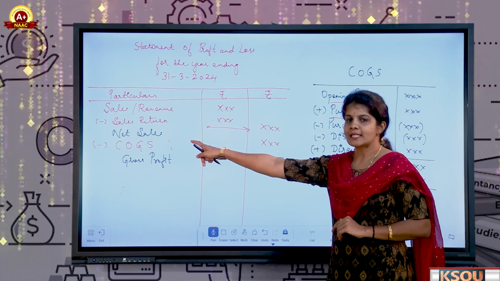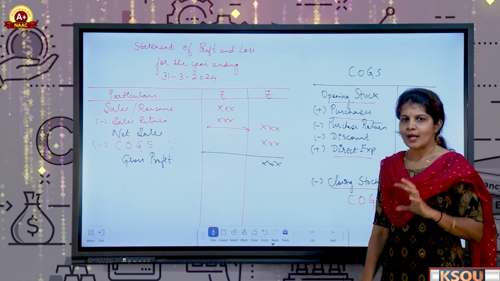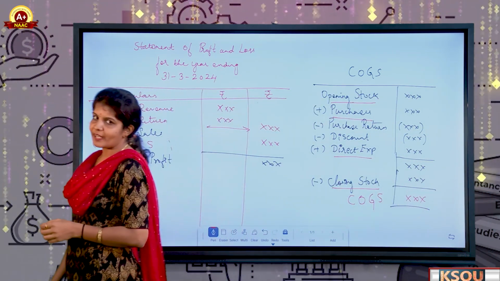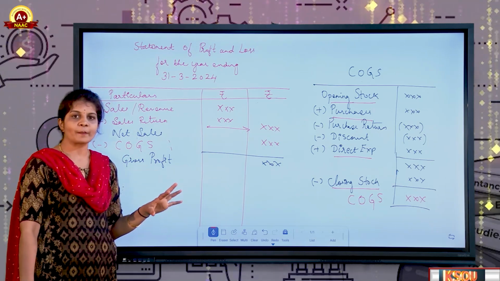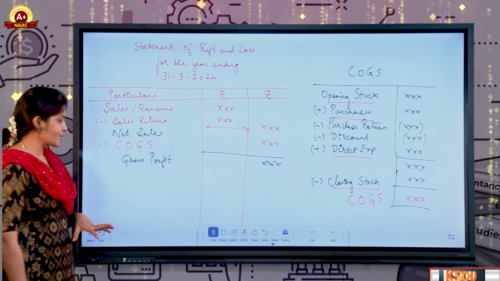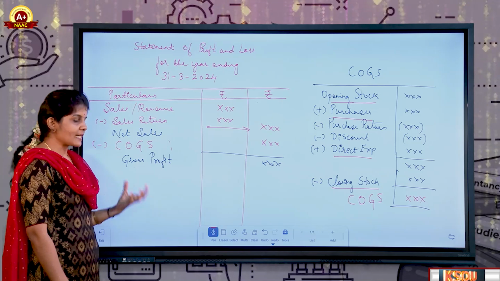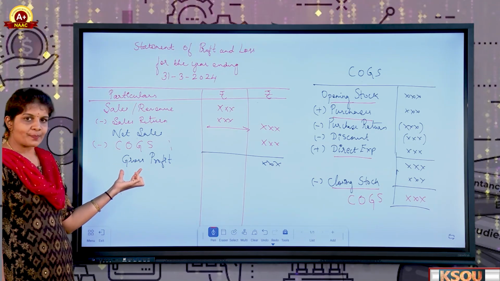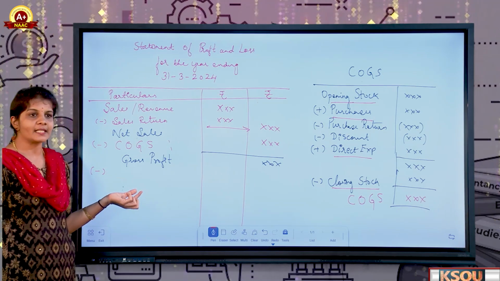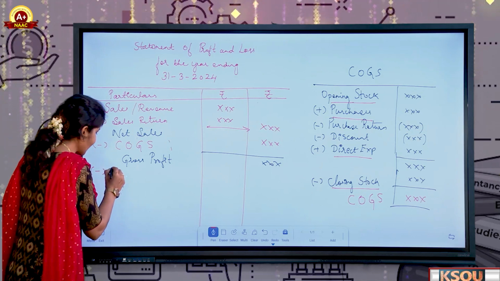So net sales minus cost of goods sold is called what? Gross profit. Now we have obtained the gross profit. For this gross profit we have to make some adjustments of operating expenses, non-operating expenses and also non-operating losses, etc. to prepare the statement of profit and loss. Let us understand further. After arriving at the gross profit, further we have to deduct operating expenses.